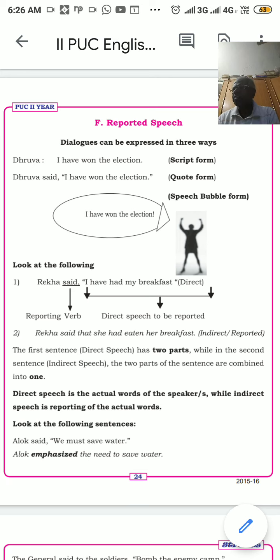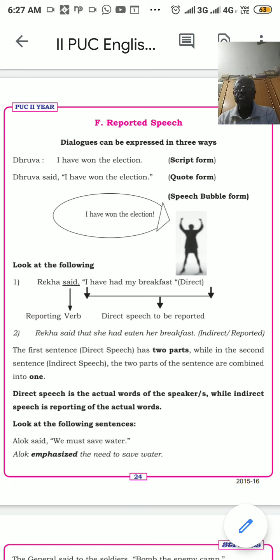For example, I'll give: Akash said, I study medicine. Inverted commas only. So this is the direct speech. In direct speech, inverted commas are used. They are the actual words of the speaker. In reported speech, we do not use the actual words. It is reported by someone else. And in conventional grammar, I told you, it is called indirect speech. But in modern grammar, it is called reported speech.